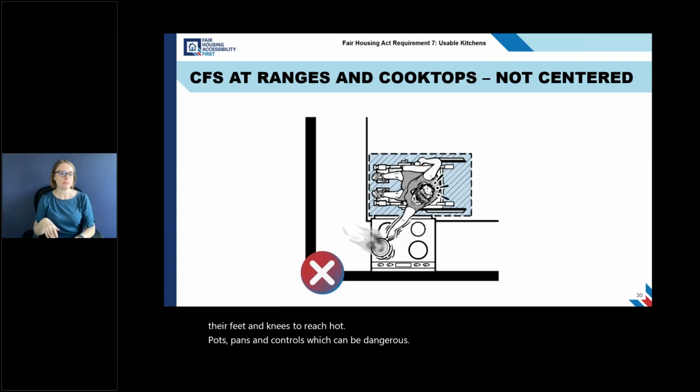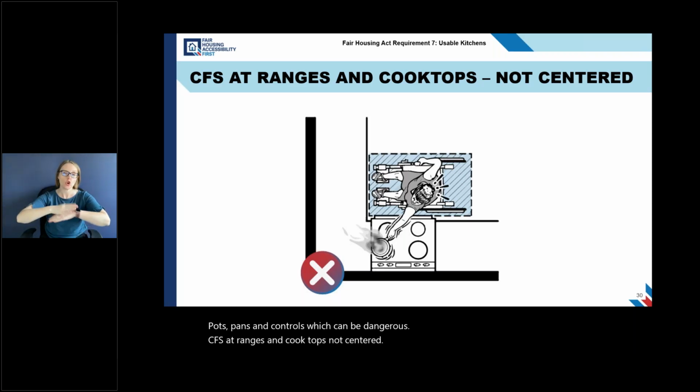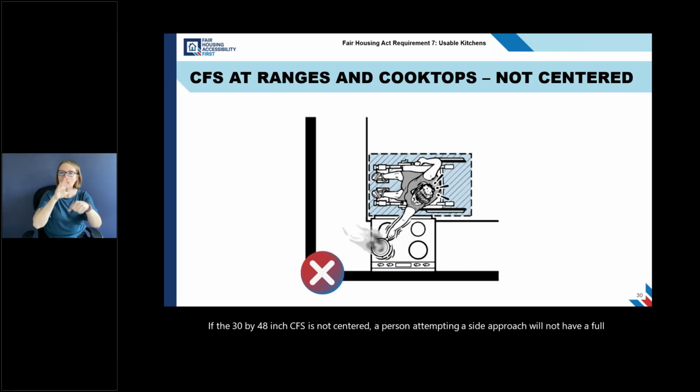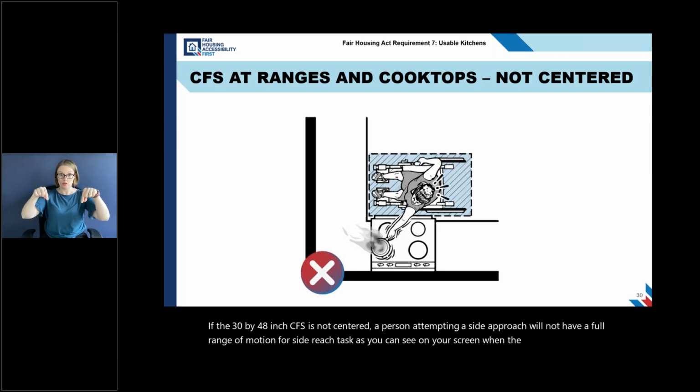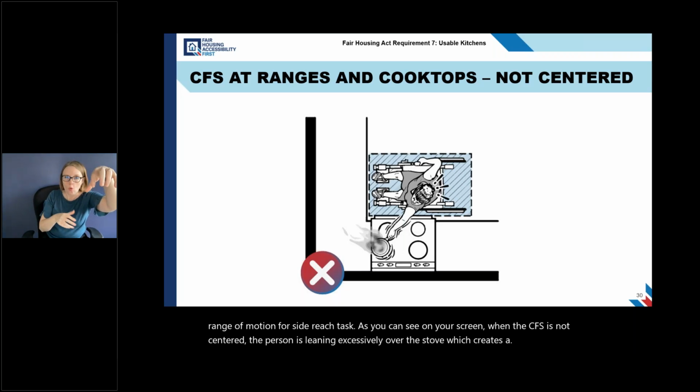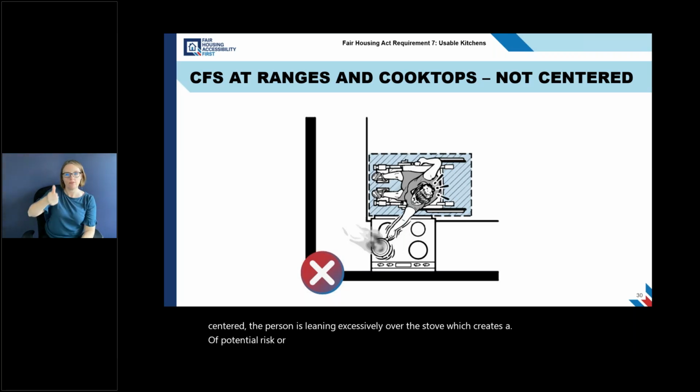CFS at ranges and cooktops not centered. If the 30 by 48 inch CFS is not centered, a person attempting a side approach will not have a full range of motion for side reach tasks. As you can see on your screen, when the CFS is not centered, the person is leaning excessively over the stove, which creates a potential risk of injury or harm, and this is not allowed under the guidelines.